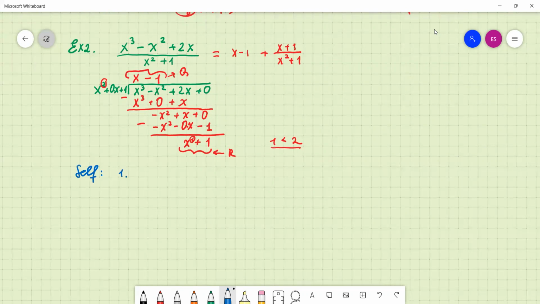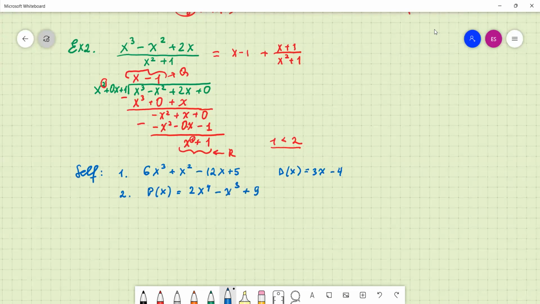Problem 1. 6x cubed plus x squared minus 12x plus 5 divided by 3x minus 4. Okay, let's try to do this. In the second problem, the polynomial 2x to the power of 4 minus x cubed plus 9x squared divided by x squared plus 4.